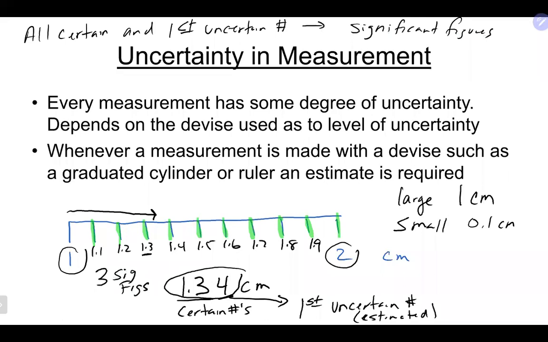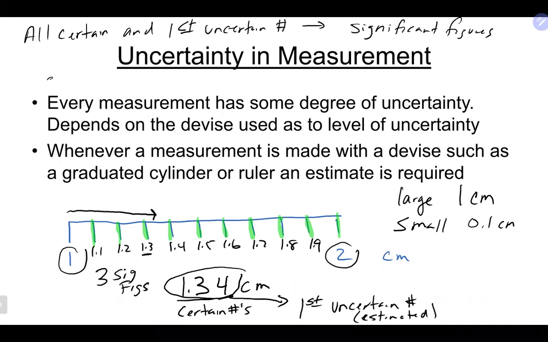Now, when you look at that, it's assumed the 4 is the uncertain number or estimated digit. Somebody else may look at it and go, well, I think it's like halfway there, so it's like a 5, or maybe it's a little less, like a 3. Usually it's plus or minus 1 of that last digit that is sort of the error range. When you use a piece of equipment like this, you can figure out the degree of uncertainty in that equipment.